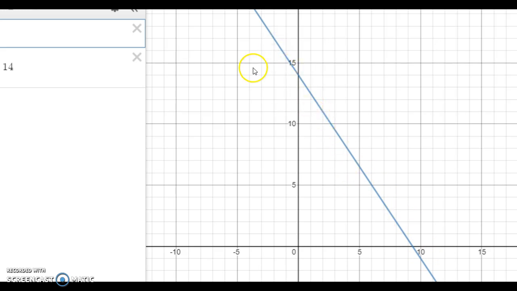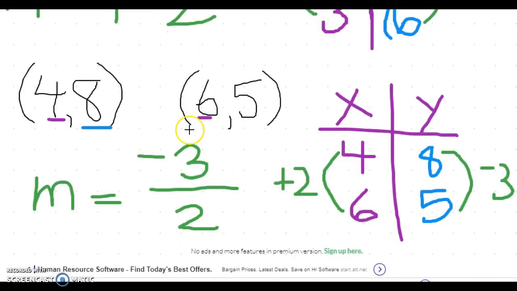And already I can tell by the slant of this line that it is negative. And if I wanted to choose a point here that's right on my grid lines and check my slope, I go positive 3, back 2. Positive 3, back 2. Positive 3, back 2. That matches what I found it to be, negative 3/2.